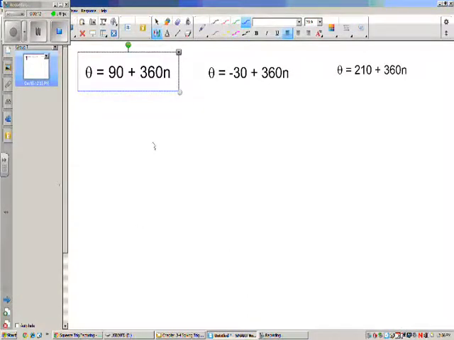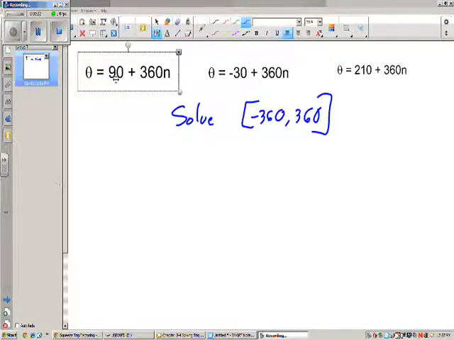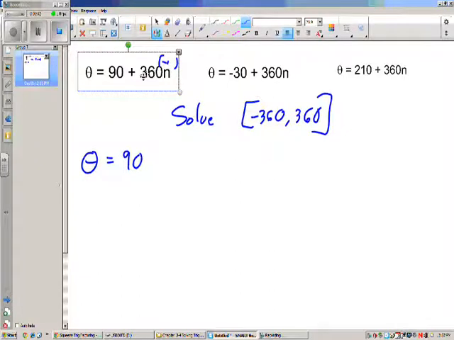Now let's see all of the values. Let's solve for the values between negative 360 and 360. If we just take this first one, we know theta is going to be equal 90. If I add 360 to it, it will be 450, and that's above 360, so that would be out of our set of values here. If I subtract 360, so if n equals negative 1, negative 1 times 360 is negative 360, so 90 minus 360 is going to be a negative 270, and that is in this range.